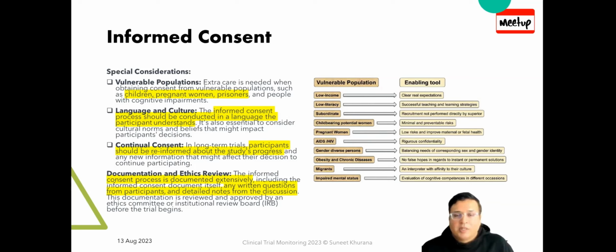And then obesity and chronic diseases. In those patients, no hopes should be raised that they're going to lose weight by participating in a trial. And then for migrants, you have to make an interpreter facility available so that they can be spoken to in their own language. And for impaired mental status, evaluate cognitive competence, and then make sure that the person in charge wants the best for that patient.